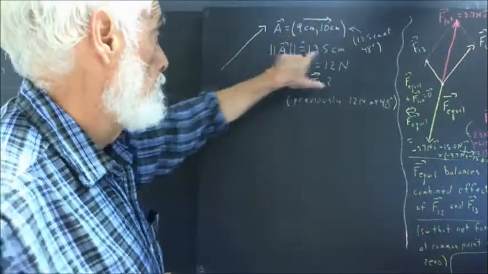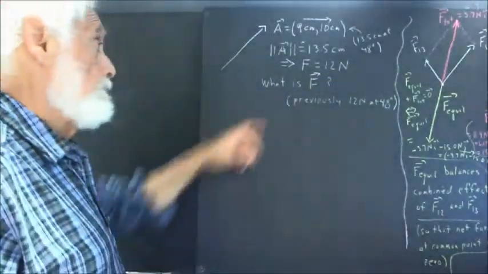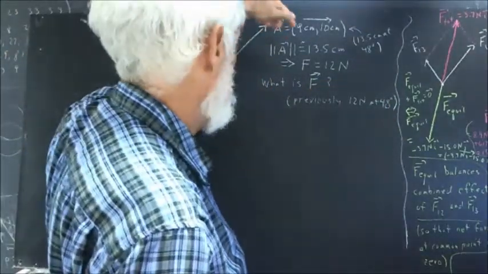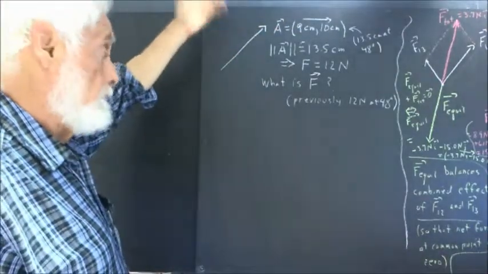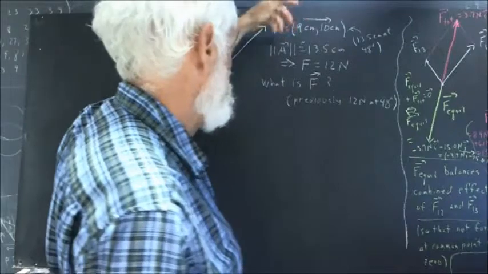Magnitude of this vector is 13.5 centimeters. We're not going to use the angle. We don't need to, it turns out. And we'll see why, and we'll see how, just by using what we call a unit vector. And we've just seen unit vectors.